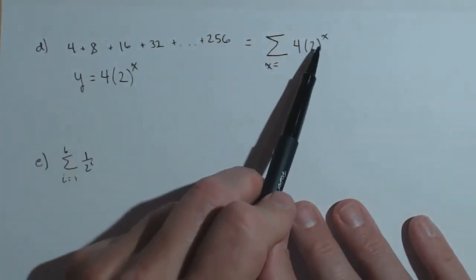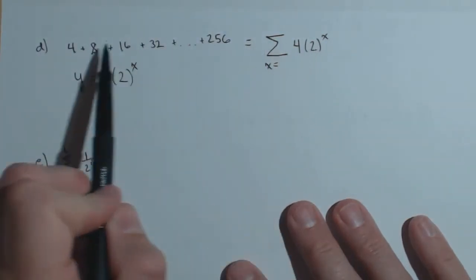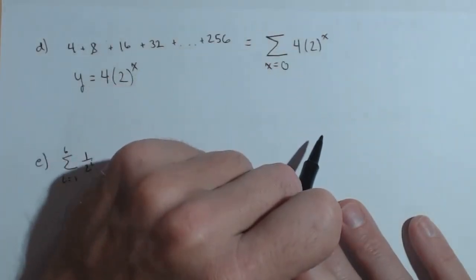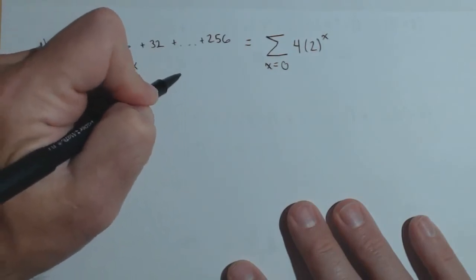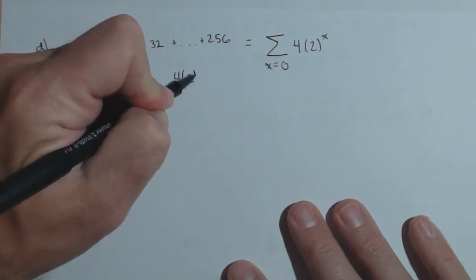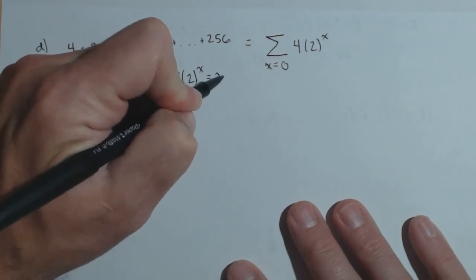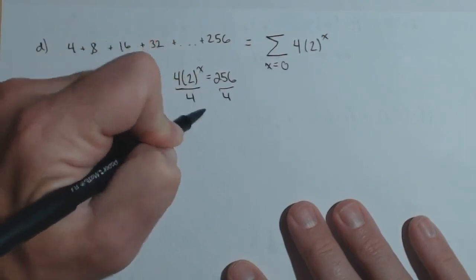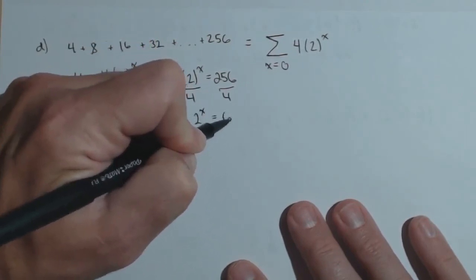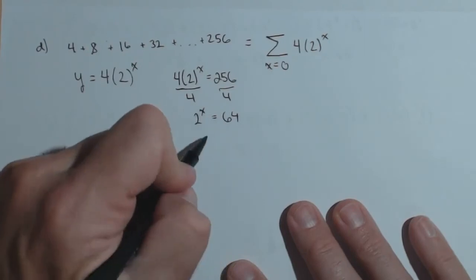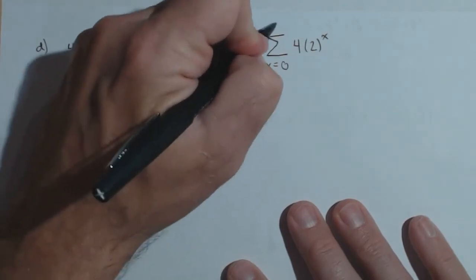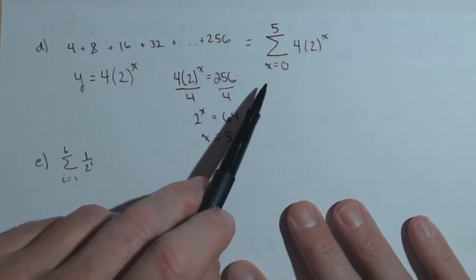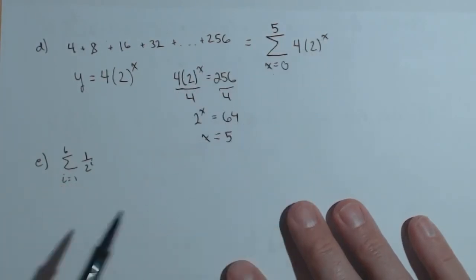Now again, we want to make sure that this starts at the correct place. We need to start it at 4. That means x needs to be 0 to make sure that happens. Now we want our last one to be 256, so we need to find out for what value of x 4 times 2 to the x equals 256. And we just solve this. We divide by 4, and we get 2 to the x equals 64. And that's going to happen when x equals 5. So we had an expanded sum here of 6 terms, and that's writing it in summation notation. Again, any letter here is fine as long as they match.